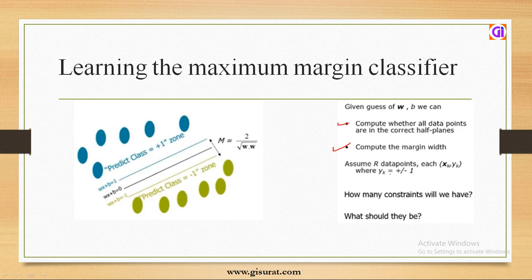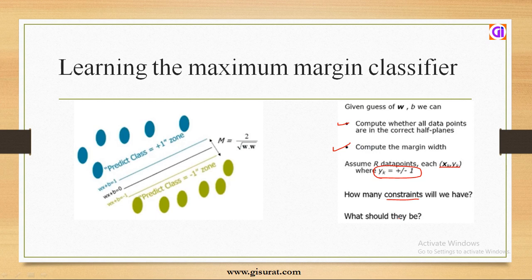So for that, let me just consider an example. We have a total of r points, and for each x k and y k, this is the value of y k, meaning we have fixed the class label. Now what we have to fix, we have to fix one more thing, that's nothing but the constraints. Okay, now how many constraints will be there and what should be the constraints?